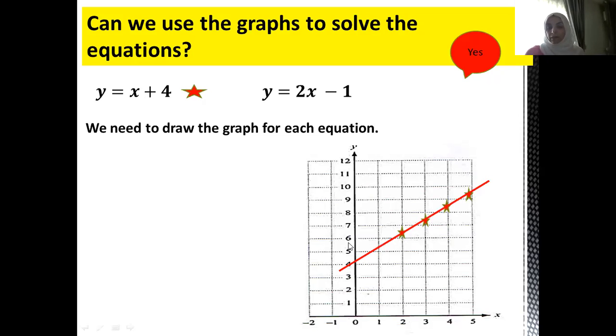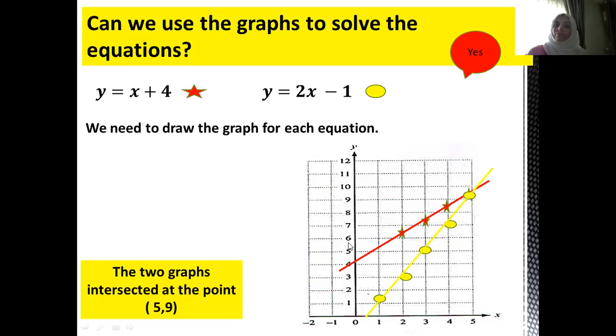Okay? Come let's see the second equation. Suggest values for x or values for y. And we will draw it in yellow. So the first value, for example, if we say x is 1. 1 multiplied by 2, 2. Minus 1, 1. This is the second one, this is 3, this is 4. Okay? And here we are. And I will draw the line.